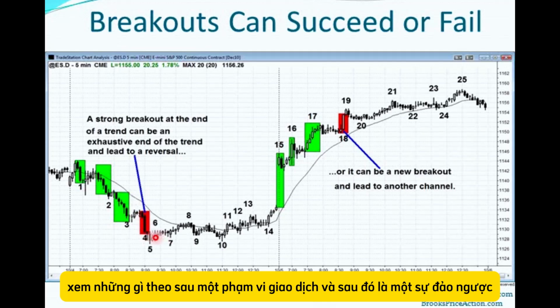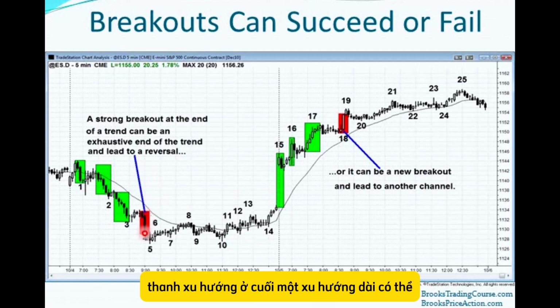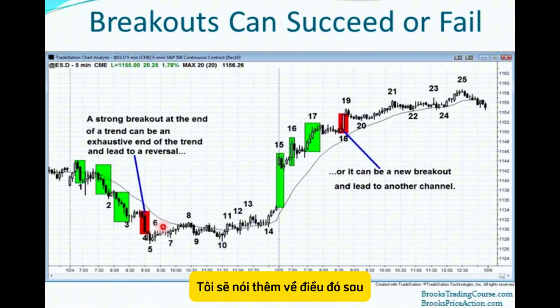However, look what followed. A trading range and then a reversal. So a very strong trend bar at the end of a long trend can be an exhaustive end of the trend. Ultimately, actually, this is effectively an exhaustion gap. I'll talk more about that later.